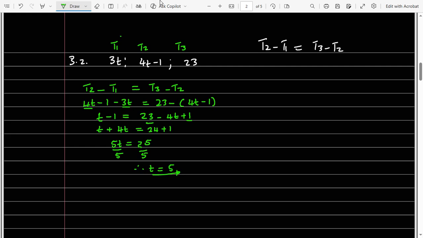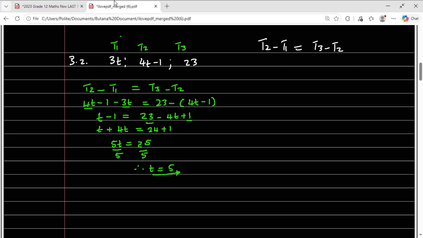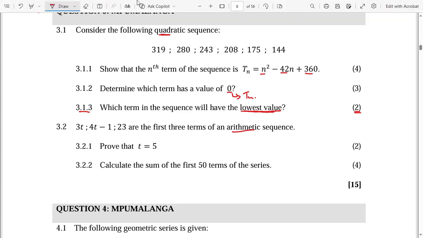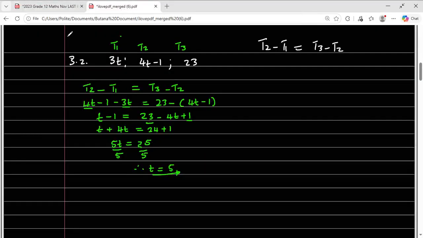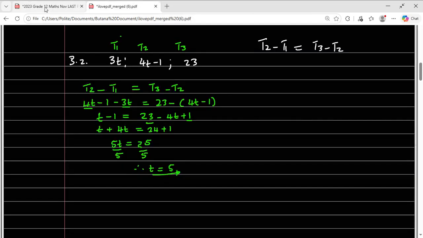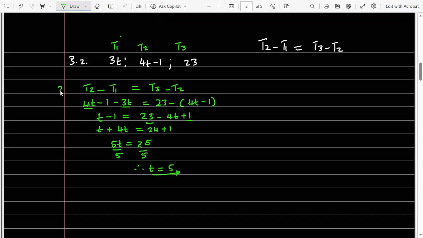Easy, simple. Then you're definitely going to collect those marks. That was 3.2.1. 3.2.2: calculate the sum of the first 50 terms of the series. So this is an arithmetic series. In order for us to calculate the sum of the first 50 terms, we need to write down the formula and do the correct substitution. So this was 3.2.1. Now I need to answer 3.2.2.